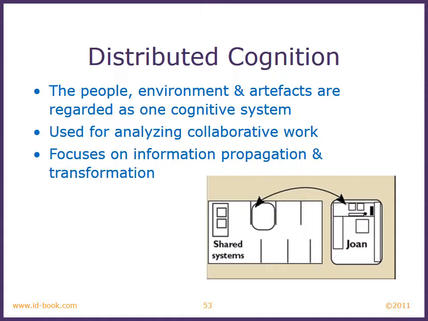Now look at distributed cognition. The people, environment, and artifacts are regarded as one cognitive system. It is used for analyzing collaborative work, and focuses on information propagation and transformation.